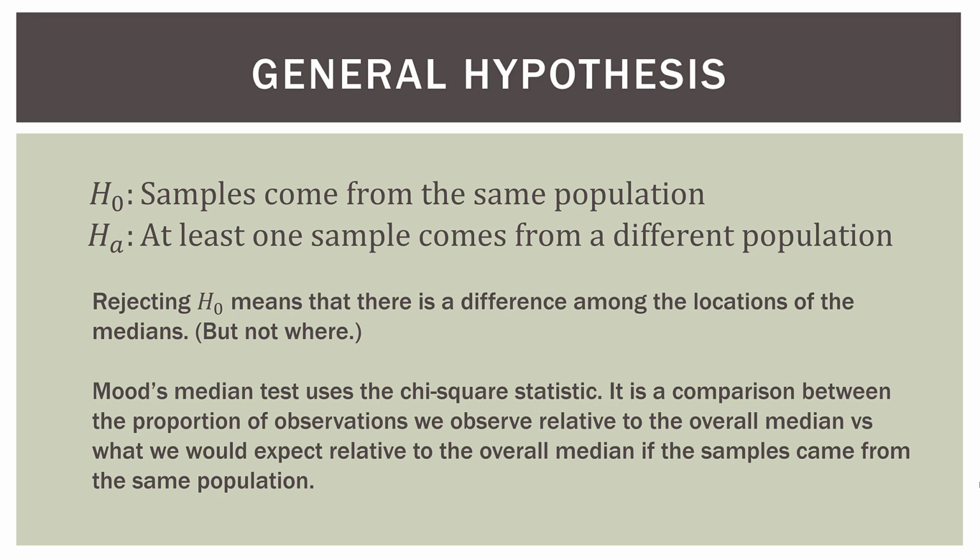Mood's median test uses the chi-square statistic. It is a comparison between the proportion of observations we observe relative to the overall median versus what we would expect relative to the overall median if the samples came from the same population. So again, that's very wordy. It's much easier to see it visually, and that's what we're going to do coming up.